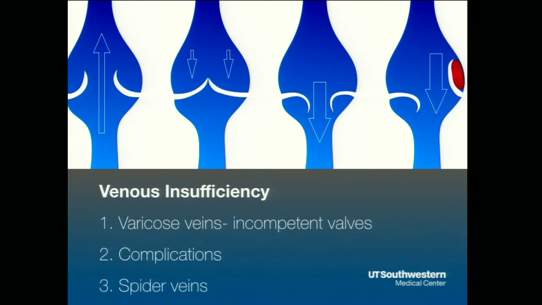In cases of DVT, a lot of times you'll have thrombus gum up one of the valve leaflets and cause post-thrombotic syndrome, which is varicose veins after DVT.